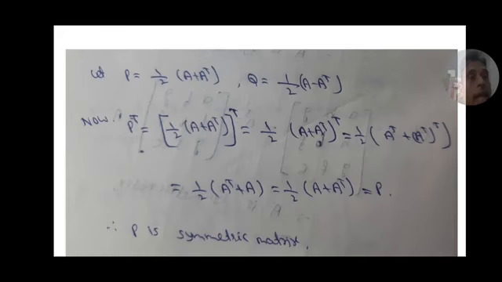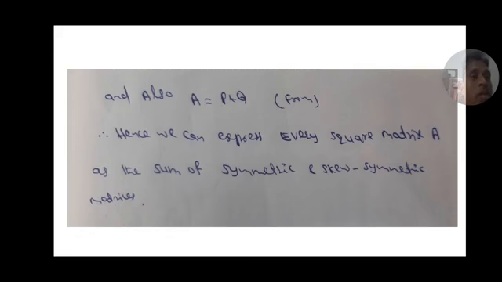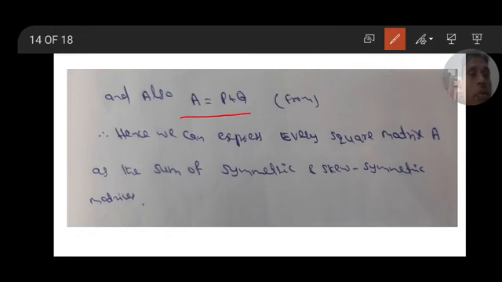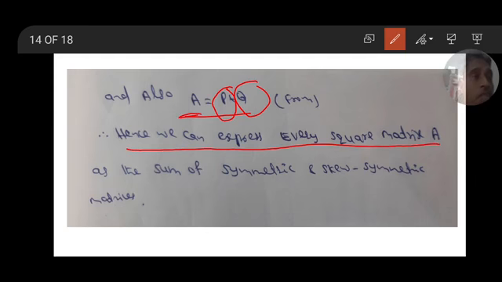And here A equal to what? A equal to P plus Q, where P is a symmetric matrix and Q is a skew symmetric matrix. Hence, A is any square matrix. We can express every square matrix A as a sum of a symmetric matrix and a skew symmetric matrix.